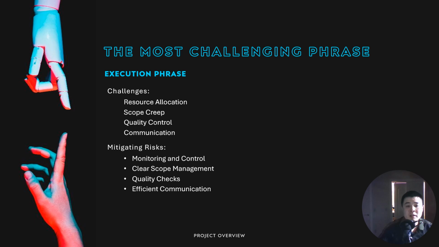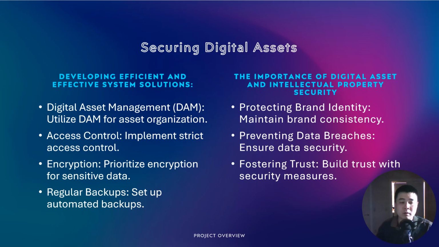Implement efficient communication tools and protocols. Utilizing modern communication tools and establishing clear communication protocols can help streamline information flow, ensuring that everyone stays on the same page. In the ever-evolving digital landscape, safeguarding our digital assets and intellectual property is not a choice, but a necessity. I would like to present a concise strategy on how we can achieve this effectively.